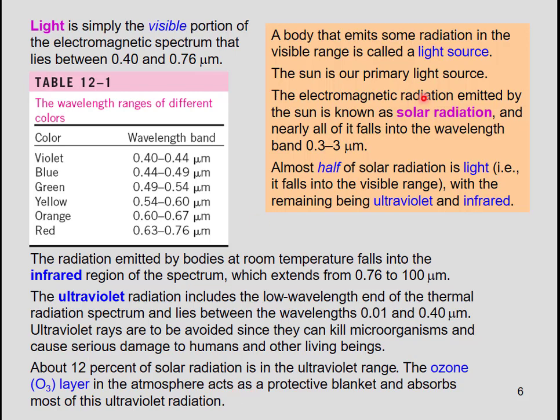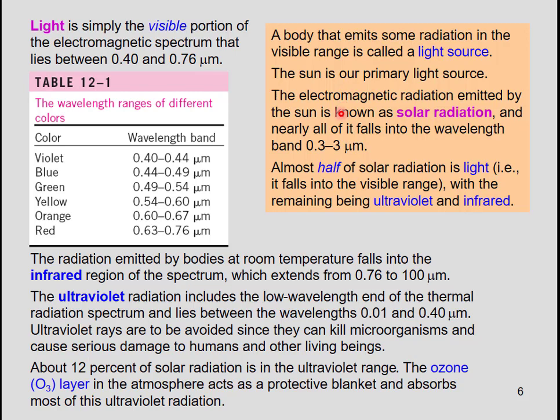And we have a summary of what I told you in this slide. The body that emits some radiation in the visible range is called a light source. So if any object produces light, we call that a light source, or it is producing electromagnetic waves which we can see. And the primary source for this light is the sun, whose light we can see easily.